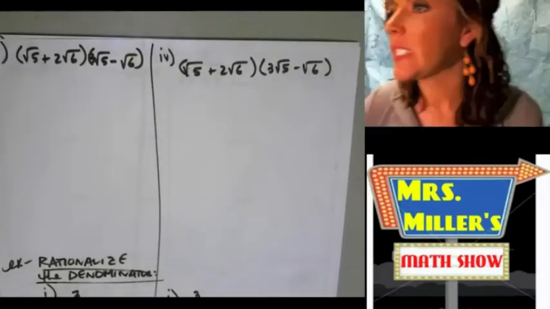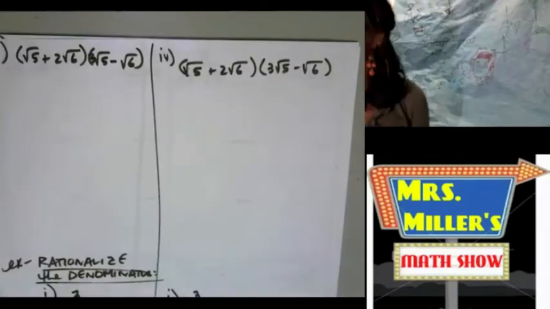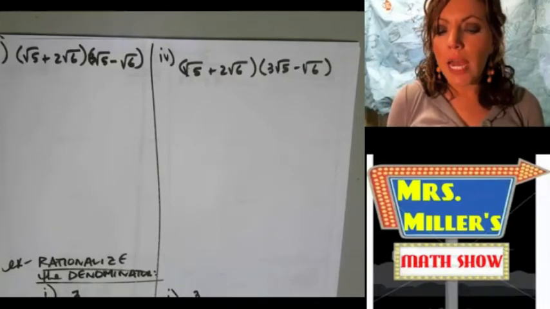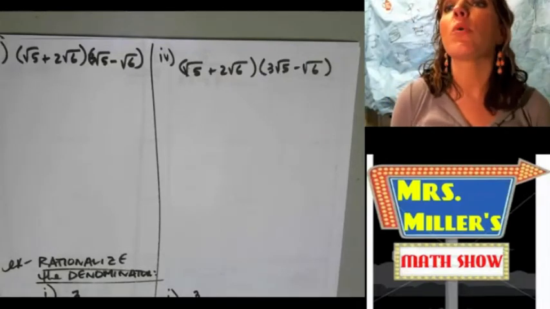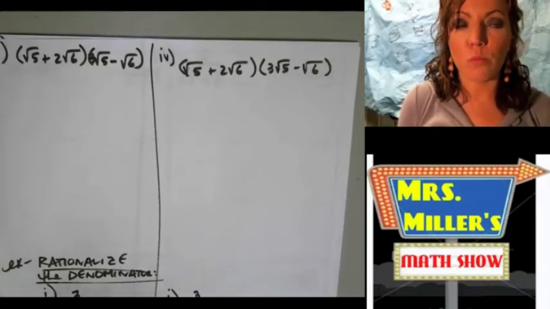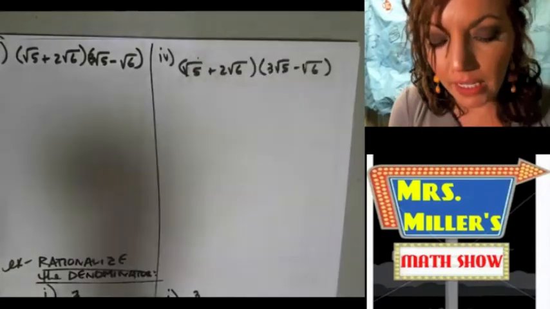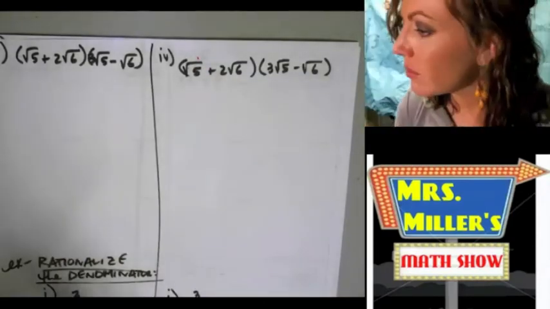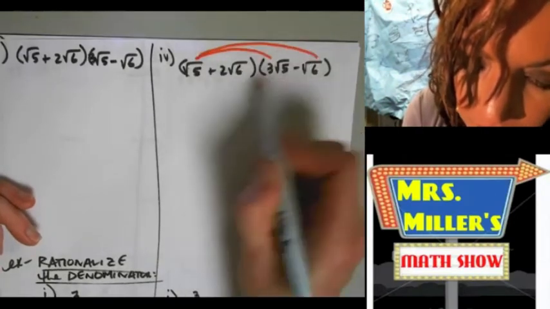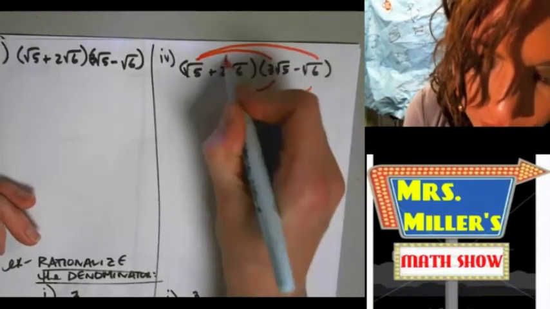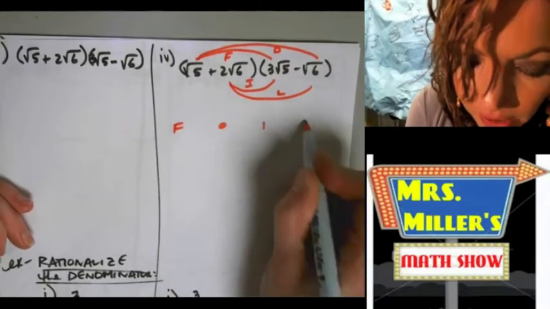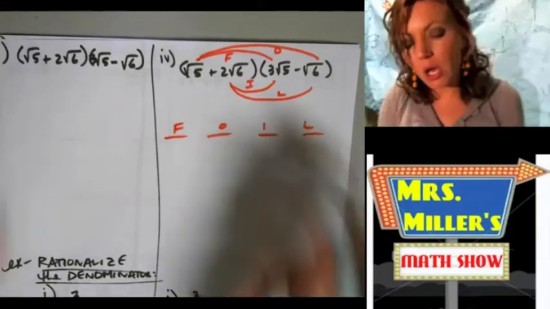Okay, this one we have root 5 plus 2 root 6 times 3 root 5 minus root 6. Do you guys want to do FOIL or the box? FOIL. Okay, I'm hearing lots of foiling again. Let's keep consistent: first, outer, inner, last. F-O-I-L. All right, so somebody start me out with the first ones.